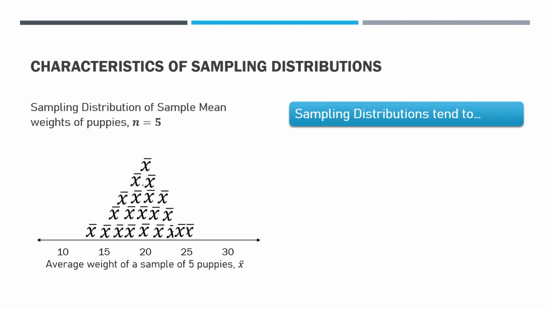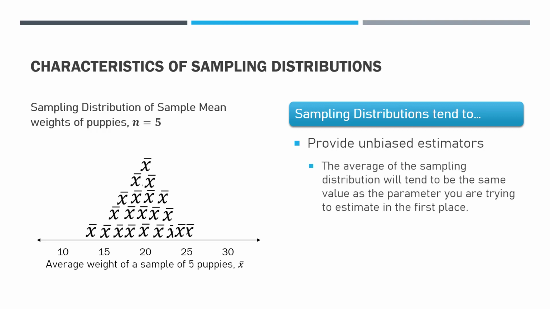Now, the second characteristic is probably the most important one about sampling distributions. It's going to be a huge help for us throughout our inference in the next couple of weeks, and that is that sampling distributions tend to provide unbiased estimators. What does that mean? It means the average of the sampling distribution will tend to be the same value as the parameter you were trying to estimate in the first place. Now, we note this by using the symbol mu sub x bar to represent the average of the sample means, and in true sampling distributions, mu sub x bar is equal to mu.